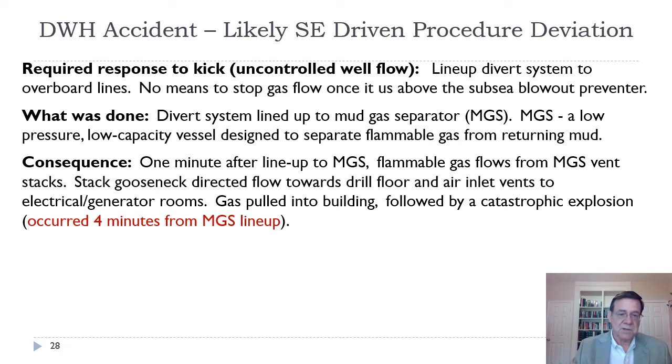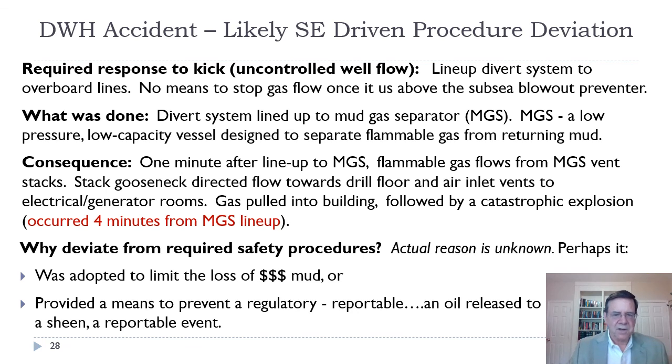So, very fast dynamics. And this mud gas separator diverted gas into a lot of different spaces around the facility, which caused other types of releases. So essentially, it was an exponential multiplier of the hazard. The question is, the operations folks used this, and they thought they had a reason, and they thought that this deviation was safe, and it's not clear what the true reason was. It could have been that most of our kicks are minor and short-lived.